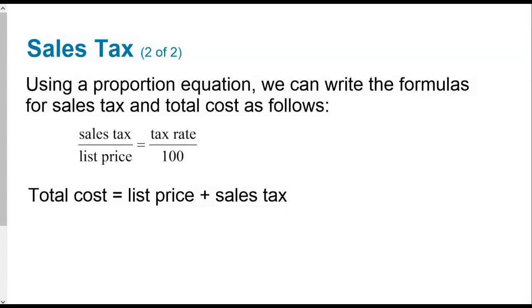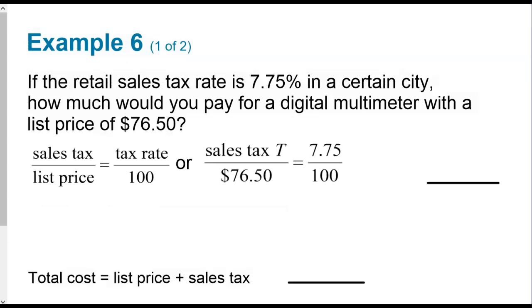Again, this one is called sales tax, and we're going to look at sales tax over the list price. So you have something that costs $5 in Palmer, because they have a tax there, and they're going to have a tax rate of an amount over 100. So the total cost is the list price plus the sales tax. So it's how much it is for the item plus the tax on the item.